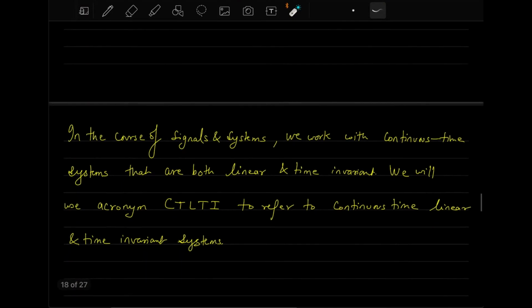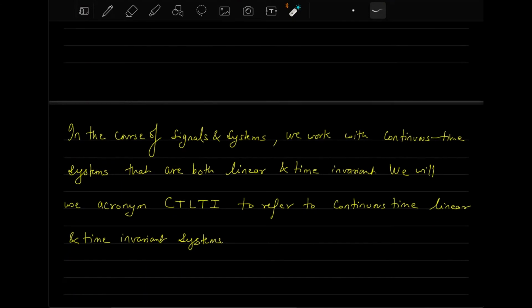In this course of signals and systems, we work with continuous time systems that are both linear and time invariant. So there will be no non-linear or time variant systems. If you are interested, you can look at advanced courses where non-linear systems are handled using advanced mathematical techniques. But to simplify our workload and use normal linear algebra, we constrain our domain to linear and time invariant systems.